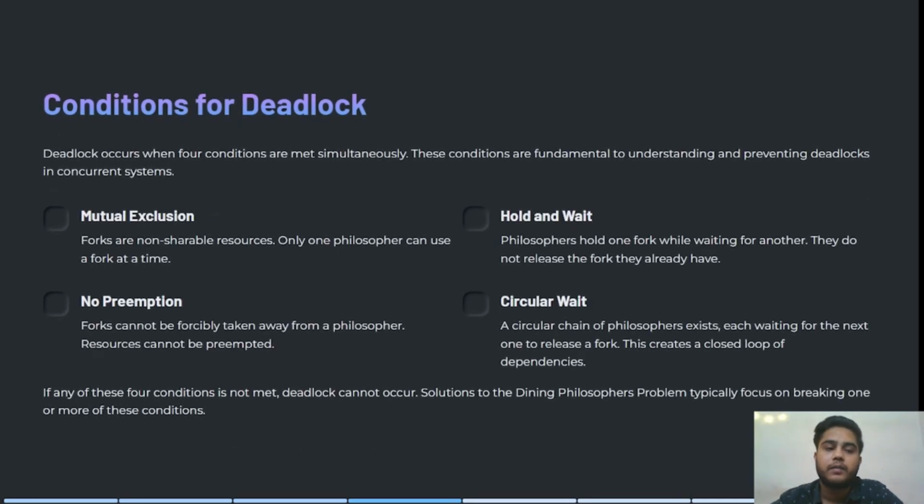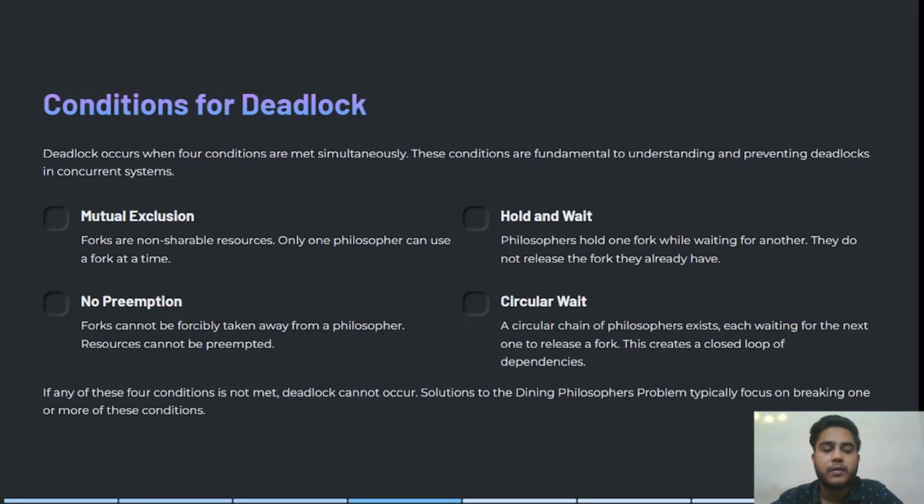Conditions for deadlock. Deadlock occurs when four conditions are met simultaneously. These conditions are fundamental to understanding and preventing deadlocks in concurrent systems. First is mutual exclusion: for non-shareable resources, only one philosopher can use a fork at a time. Second is hold and wait: philosophers hold one fork while waiting for another. They do not release the fork they already have.